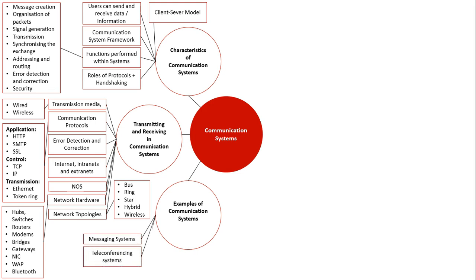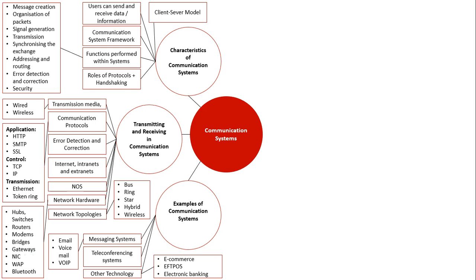Moving on, we have examples of communication systems. And from here, we have messaging systems, teleconferencing systems, as well as other technology. These messaging systems, examples include email, voicemail, and VoIP, which is voice over internet protocol, allowing our voice to be digitized and sent in the form of an email.